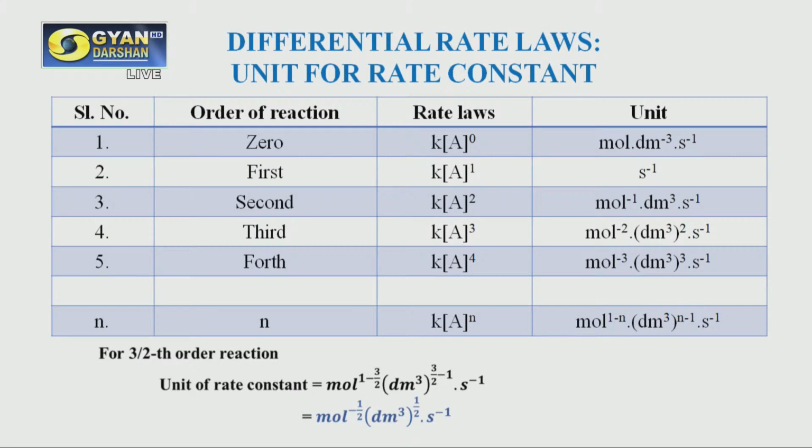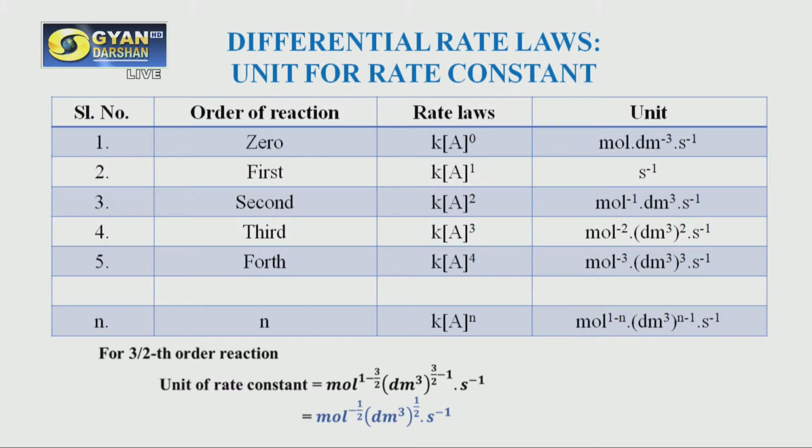Again, from the order of the reaction you can calculate the unit of the rate constant, because as the order of the reaction changes, the unit changes. So for a zero order reaction, the rate is K into concentration of A to the power 0, and the unit is mole decimeter to the power minus 3 second inverse. For the first order reaction it is simply second inverse, and similarly for second order, third order and fourth order. For nth order, the unit is mole to the power 1 minus n, decimeter cube to the power n minus 1, into second inverse.